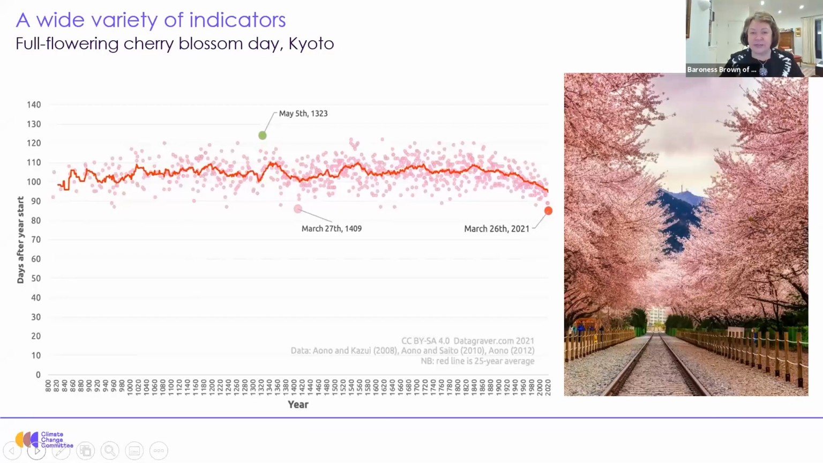And since the early 800s, the date of full flowering cherry blossom day, bit of a tongue twister that, has moved by somewhere between 15 and 20 days. So it now occurs 15 to 20 days earlier than it did. And all of that change has occurred since the early 1900s. So from 800 to 1900, it just oscillated about the same date. And since then, it's moved by more than half a month.